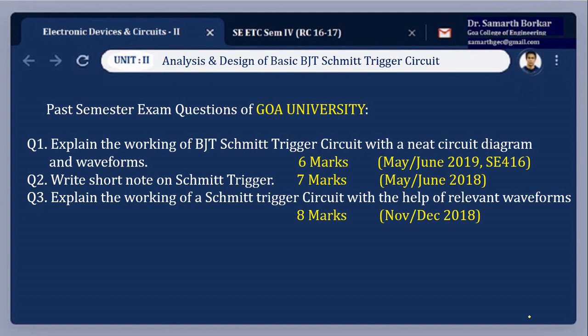There are two stable states. We'll just revise. The first stable state is Q2 is on and Q1 is off. The second stable state is Q1 is on and Q2 is off. So when the transistor is on, output is VCE sat, that is 0.2 volts, and when the transistor is off, output is near about equal to VCC.